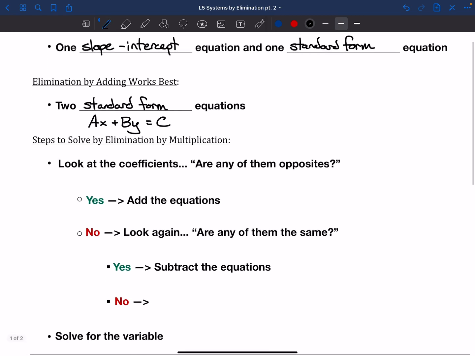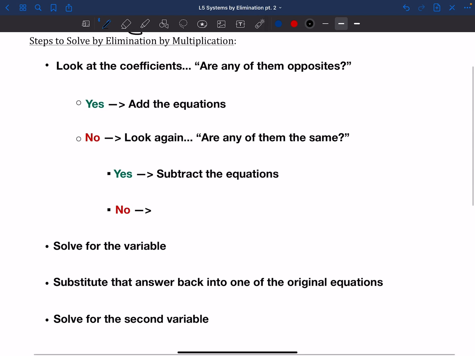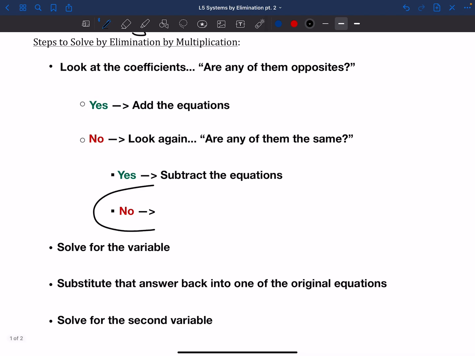So we've got our steps here, and most of them are filled in for you if you've got one of the sets of notes I handed out during class. They're exactly the same as what we were doing last time, except now we're going to be filling in this piece. When we start these problems, we look at the coefficients and ask, are any of them opposites? If yes, we add the equations. If not, we check if any are the same. If yes, we subtract the equations. That's all stuff we talked about last time.